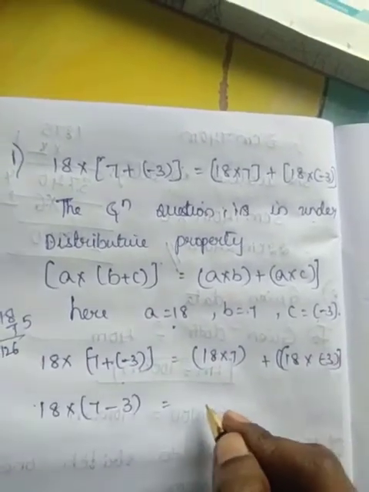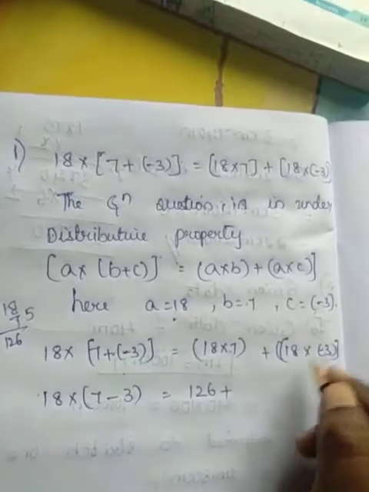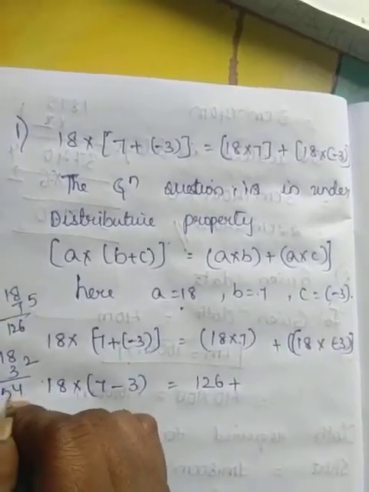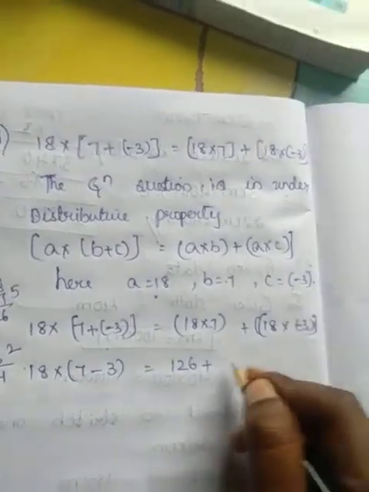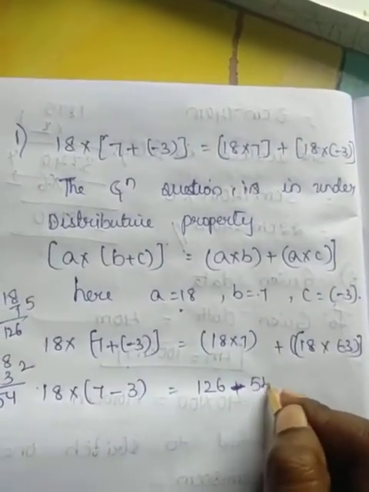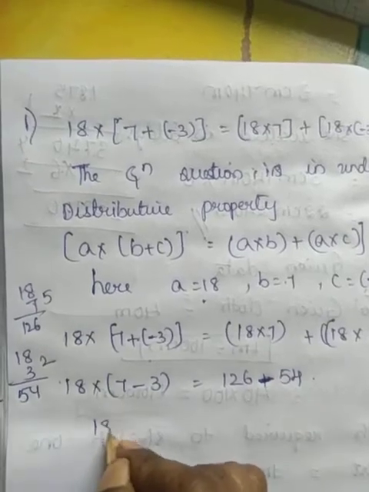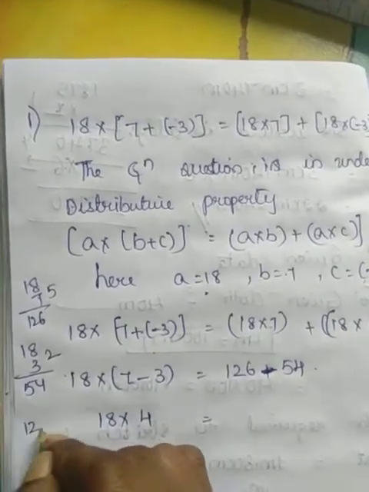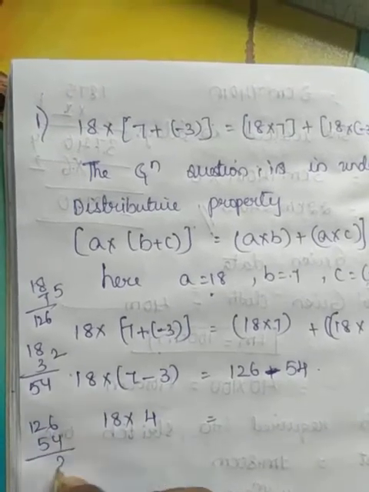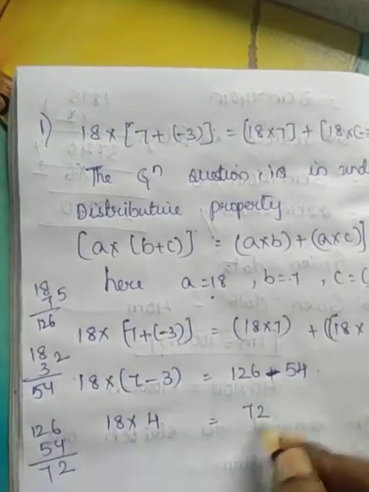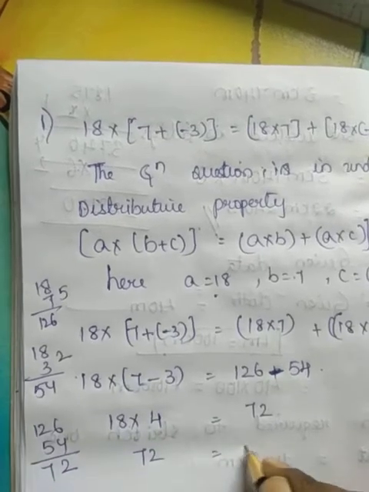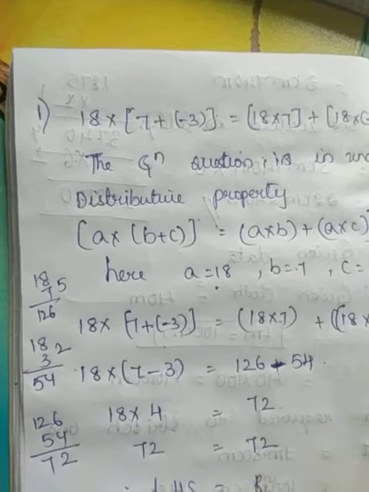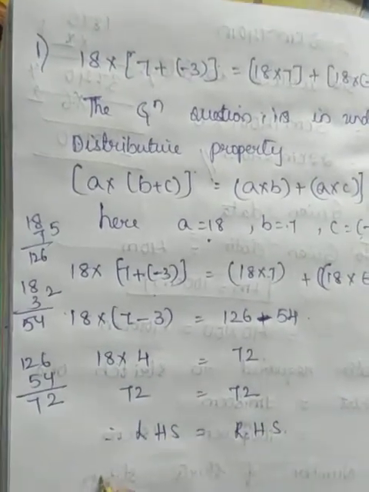126 minus 18 threes. 3 8s are 24, 3 1s are 3, that is 54, and here minus is there, so minus 54. Clear? 18 into 7 minus 3 is 4, 126 minus 54, how much? 72. 18 fours is also 72. 72 equal to 72. Therefore, LHS equal to RHS. Hence, verified.